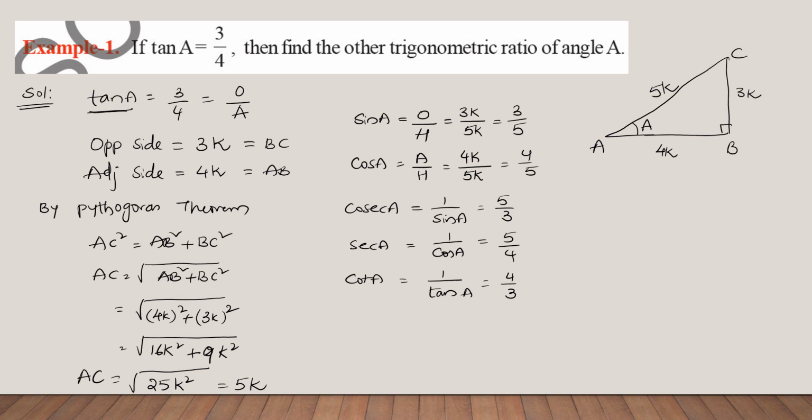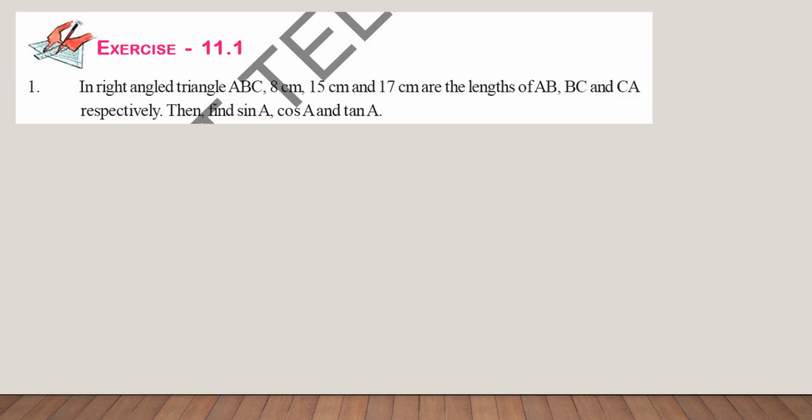So from this we can say, if you know one particular trigonometric ratio, then we can find the remaining 5 trigonometric ratios. So moving on to question number 2. See exercise 11.1, question number 1.